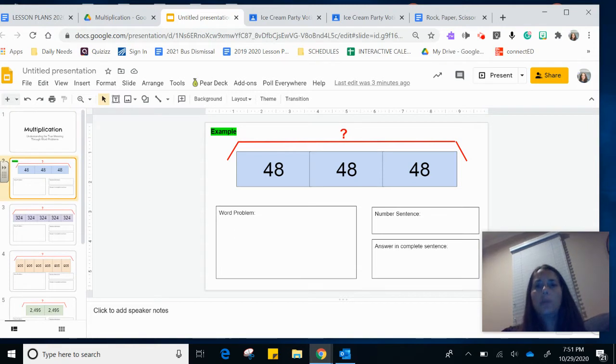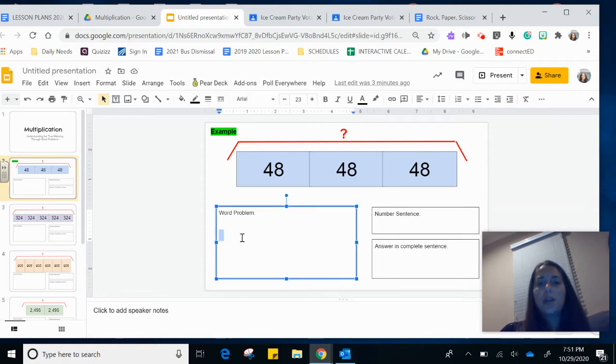And we know that multiplication means repeated addition. And so what we're going to do is look at the repeated addition that I'm giving you. And you can see in this case that I am repeating the number 48 three times. And so I want to think of a real life situation, a word problem that would give a situation where there is 48 of something three times. And I want to figure out, based on this question mark, how many that would be altogether.